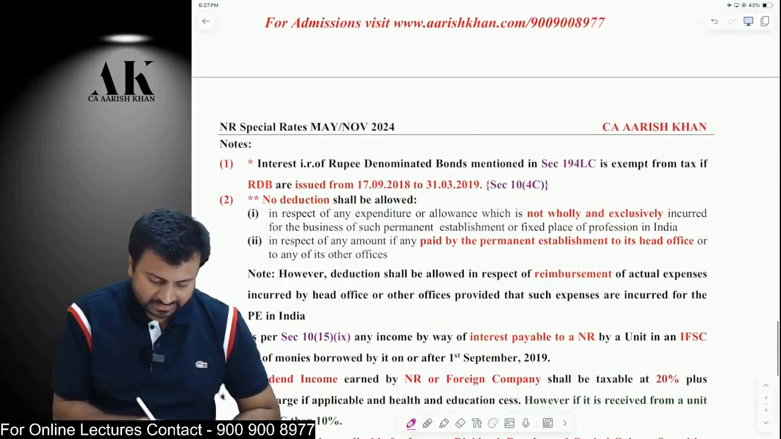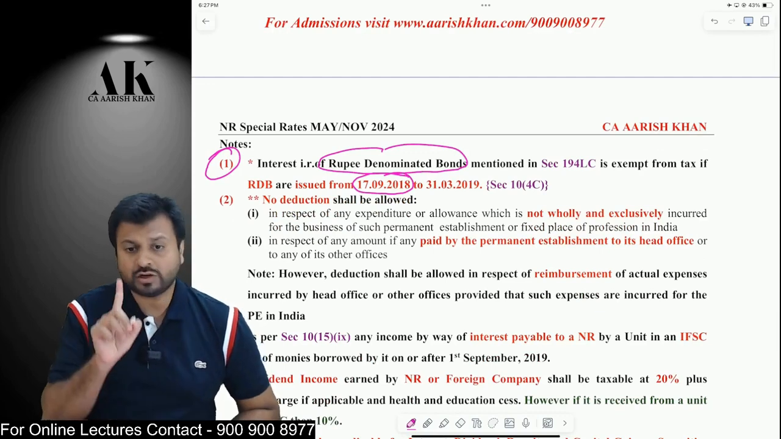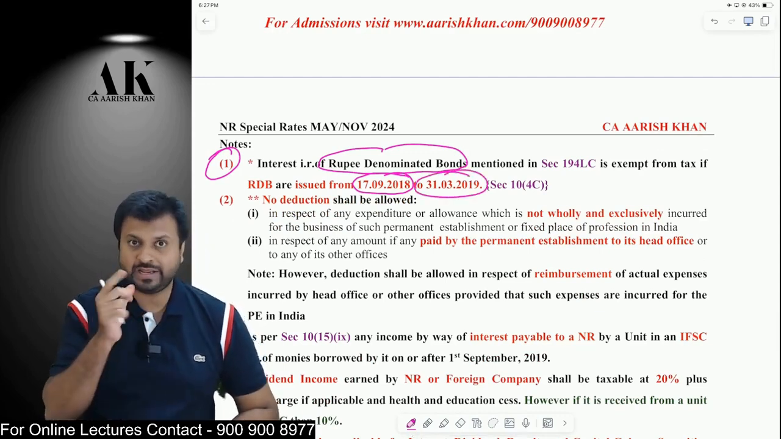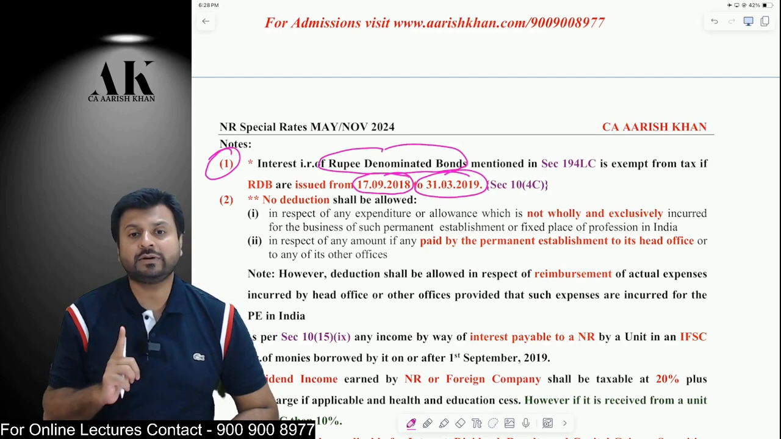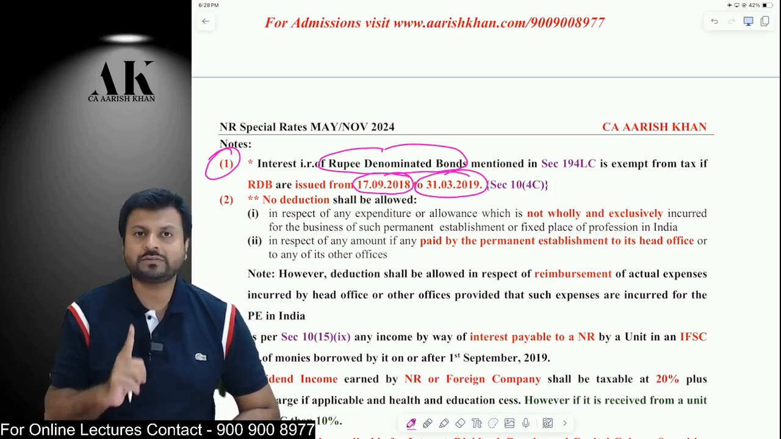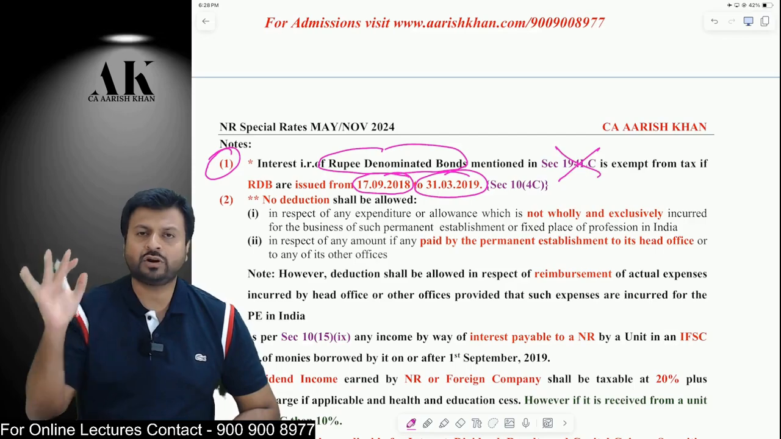Let's come to the note. If the rupee denominated bonds are issued between 17 September 2018 to 31st March 2019, which date? You have to be very careful. ICAI is playing with this data in the examination. If the rupee denominated bonds are issued between 17 September 2018 to 31st March 2019, then under 194LC, such interest will not be chargeable to tax.